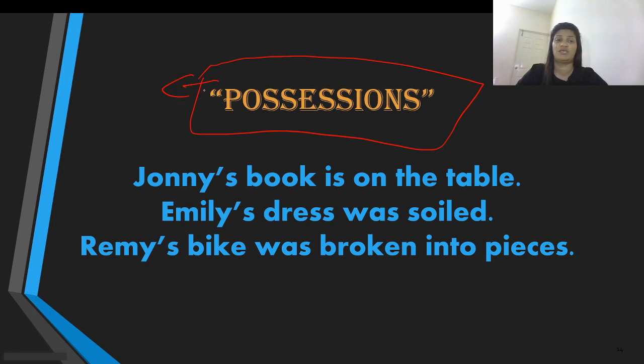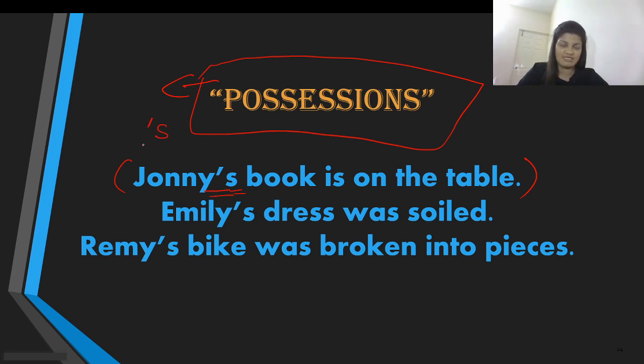Like I told you, possession means showing ownership. How is that going to be identified in a statement? Let us take this example: Johnny's book is on the table. Now, when I said Johnny's book, you can see that we have used an apostrophe up over here, and then we have used the letter S. This is what is called apostrophe S.